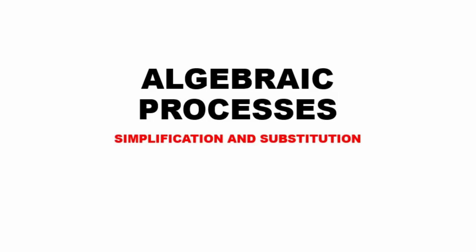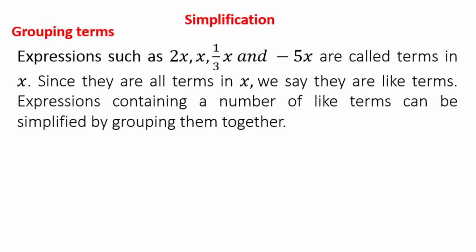Initially, I want us to see that simplification has to do with grouping. For us to be able to simplify, we must know how to group very well. And when you are grouping, there are expressions that we refer to as like terms. So for example, expressions such as 2x, x, 1 over 3x, and minus 5x are called like terms, or terms in x. Since they are all terms in x, we say that they are like terms. Expressions containing a number of like terms can be simplified by grouping them together.